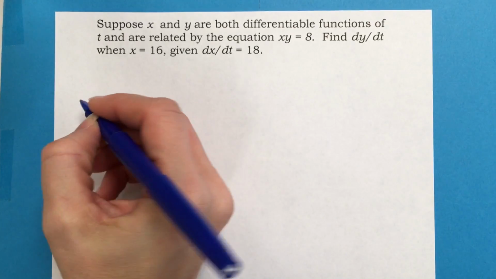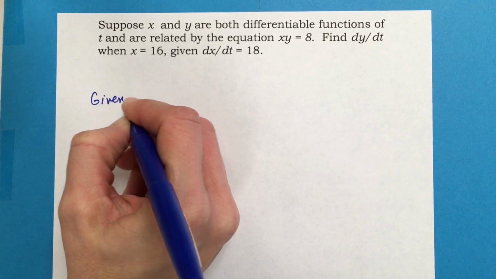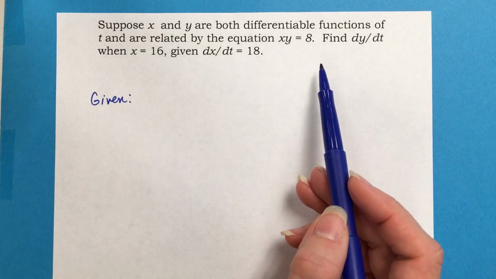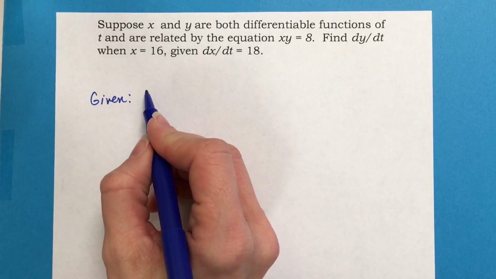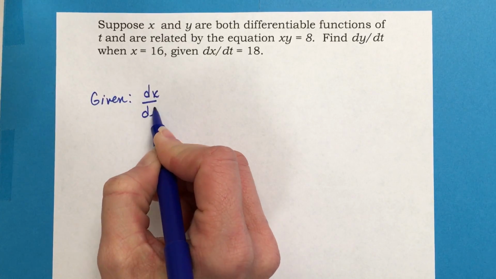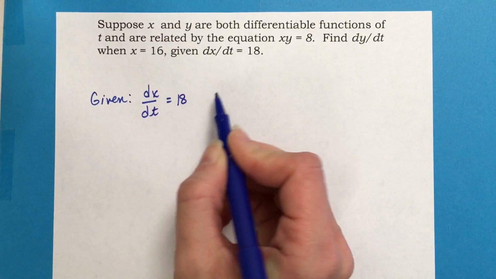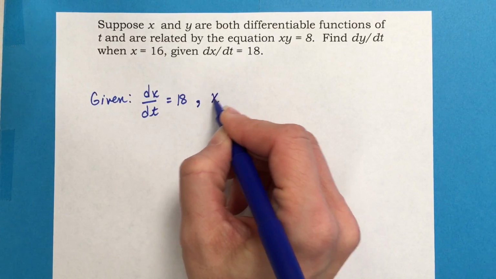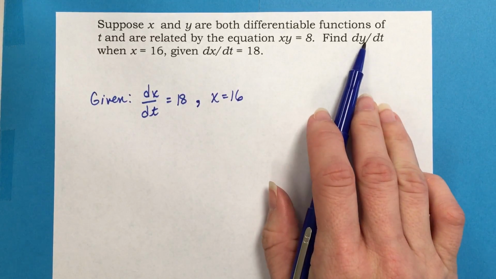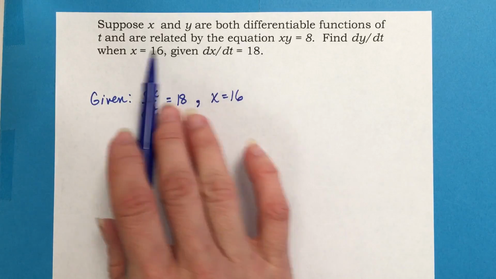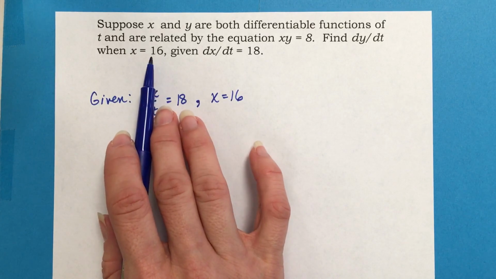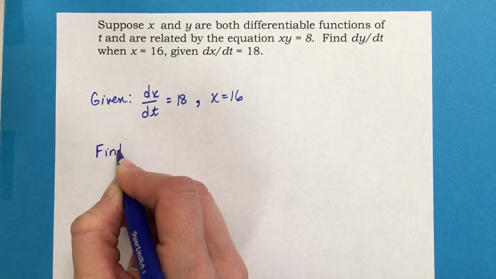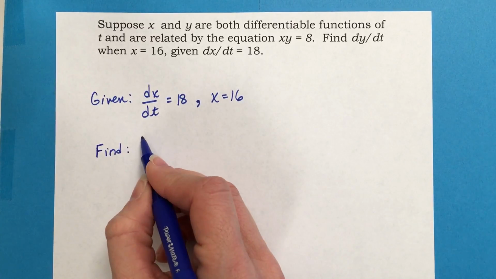Okay, so what am I given? All right, so I am given that dx dt is equal to 18. And I'm also given x is equal to 16. Like you're wanting to know this rate of change of y when x specifically reaches 16. But again, you cannot plug that 16 in just yet. All right, so what we're trying to find, again, is dy dt.